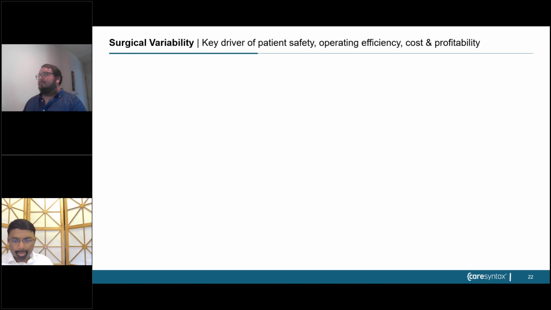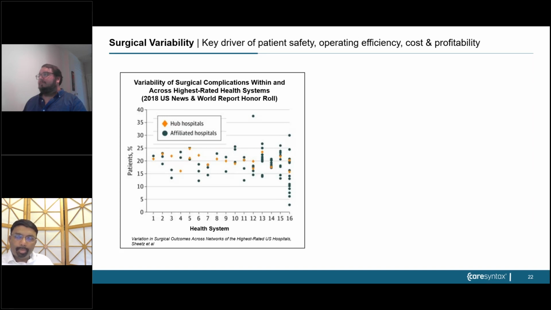So let's probe on that and pull on that thread a little bit more and talk about this concept of surgical variability. What do we mean by variability, right? I'd like to really talk about this one publication by Dr. Sheets and others. What they did was they took all of the different hospitals that were part of the 2018 US News and World Report Honor Roll, right? So these are highly regarded hospitals and health systems. And each of those health systems are numbered over here, 1 through 16.